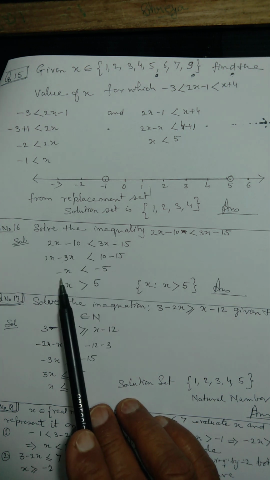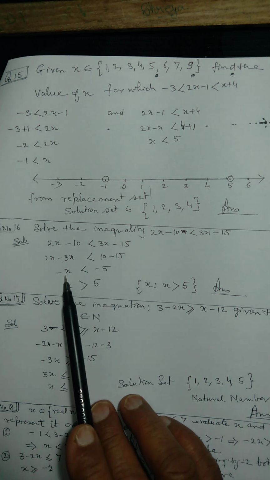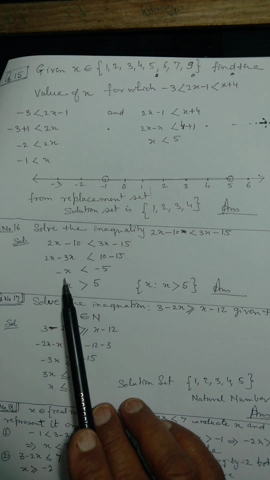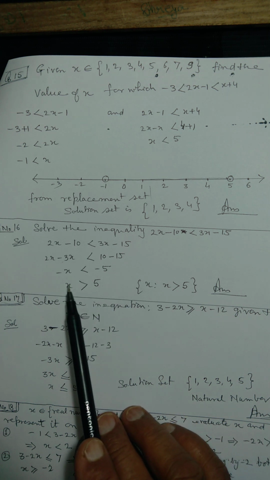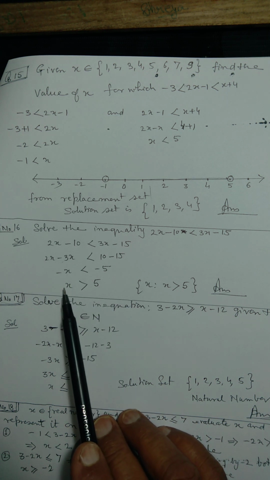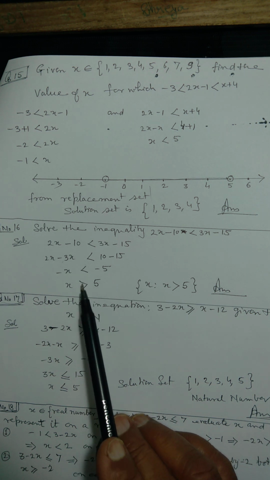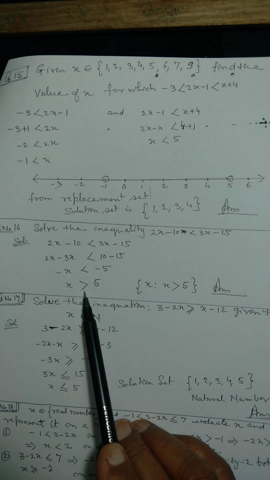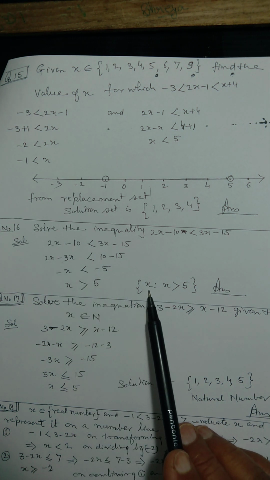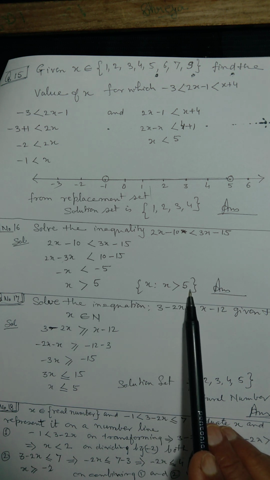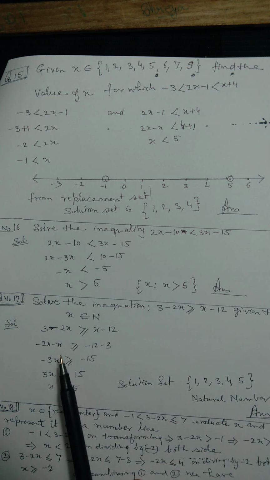In order to make it positive, what I have done, I have multiplied by minus 1 to both the sides. As soon as you multiply it with a minus number, it will become plus, as well as the sign of inequality will be changed. Here it is less than, it has become now greater than. So x is greater than 5. So the solution will be x such that x is greater than 5. This will be the answer of question number 16.